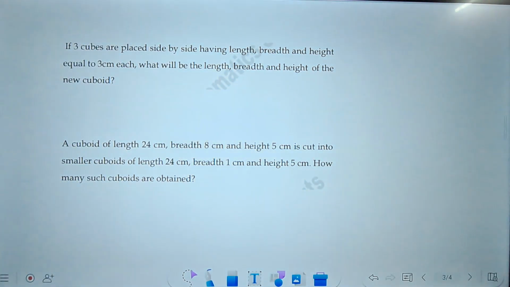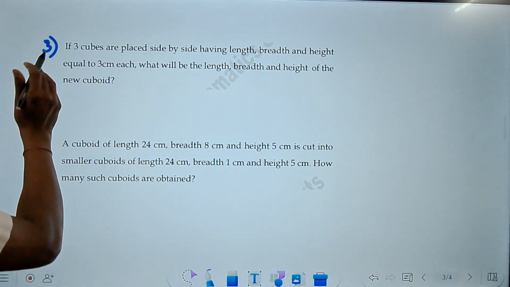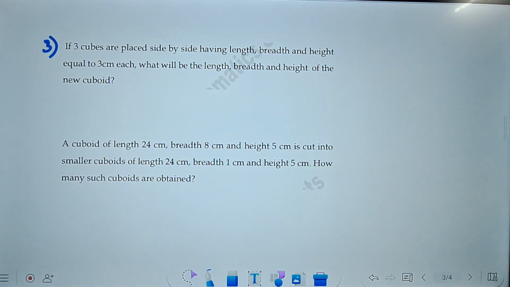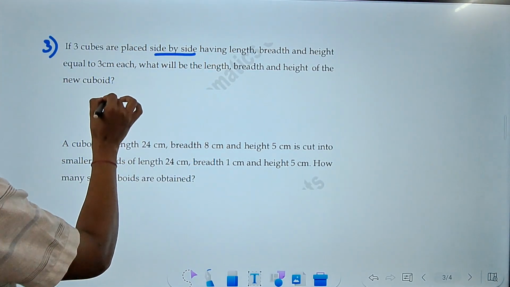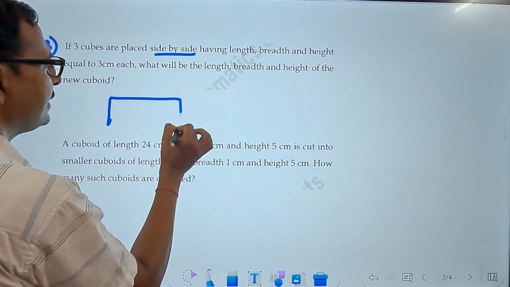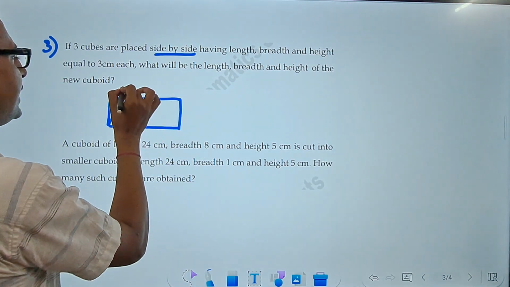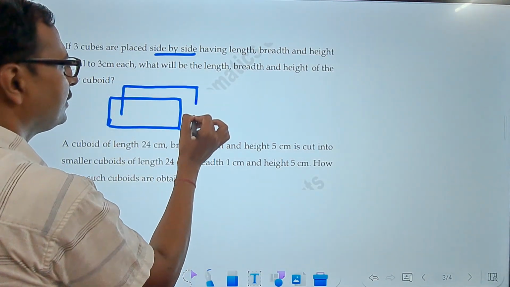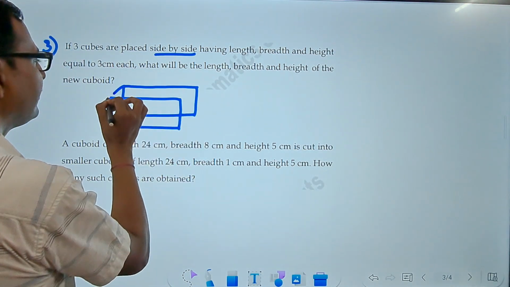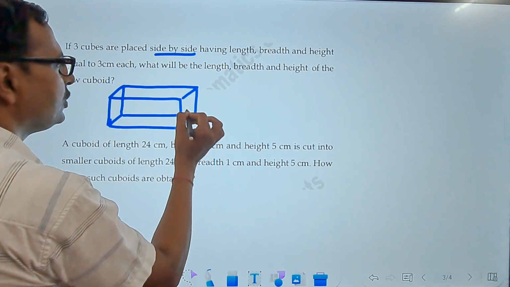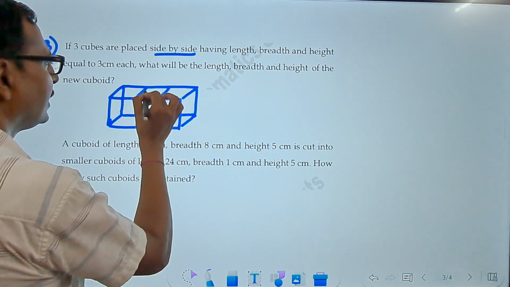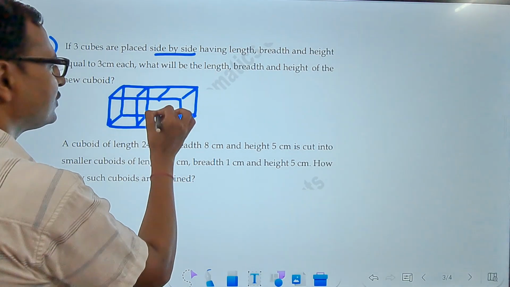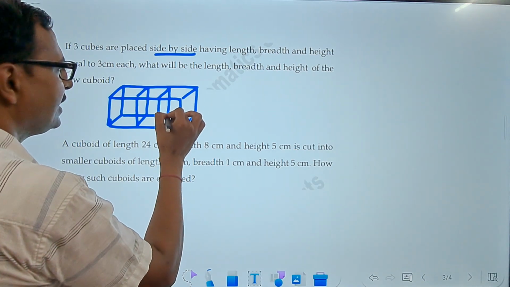Let's see some more questions which are like statement problems of placing the cubes adjacently or one above the other. If 3 cubes are placed side by side, now this is important. How you are placing the cubes side by side? I'll draw a figure here to illustrate that. See this figure. Here we have a cuboid being formed using 3 cubes. So I am dividing this into some parts so that you can visualize it nicely.